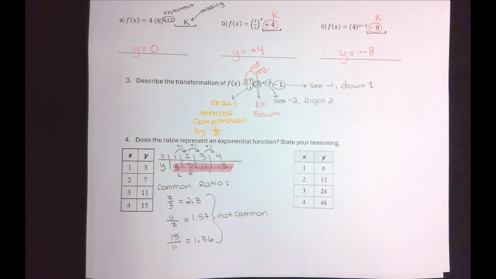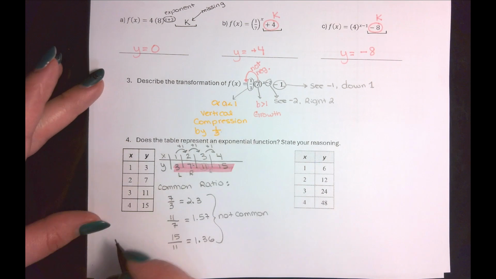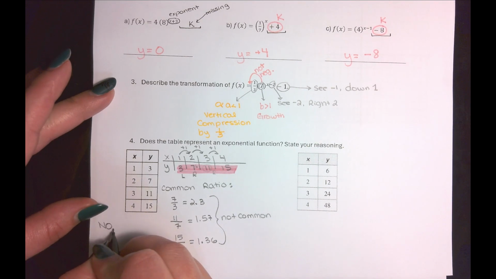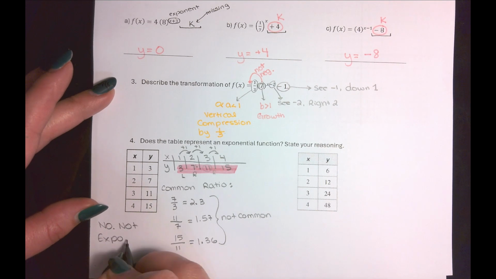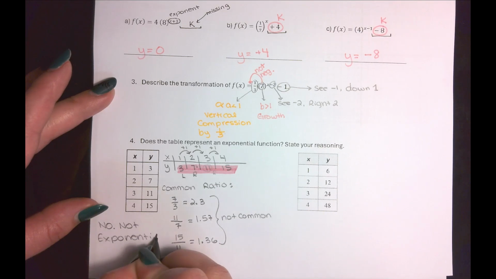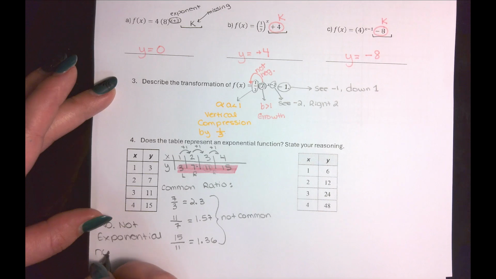But for us, I'm trying to figure out, do we have something that's common? When I divide my right number by our left number, do we have something that's common? Not common. So, is this an indication of an exponential function? No. Not an exponential. Okay, and it says, state your reasoning. What's the reasoning? No common ratio.